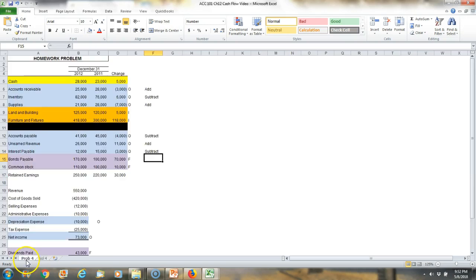So hopefully that problem will help you understand the statement of cash flows. The key is understanding, and it might be important to review what transactions go where. So I think it's helpful to review and kind of pull out what goes in each section.